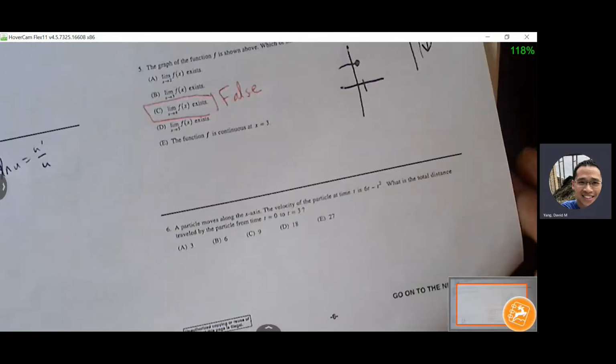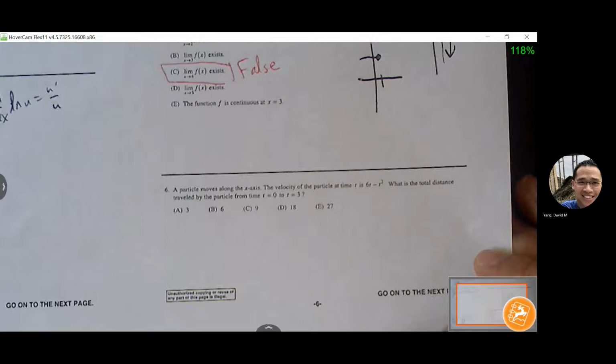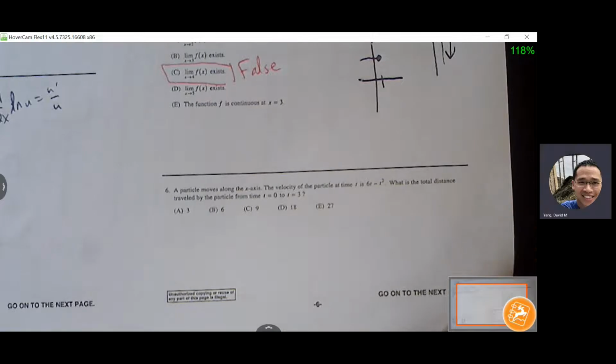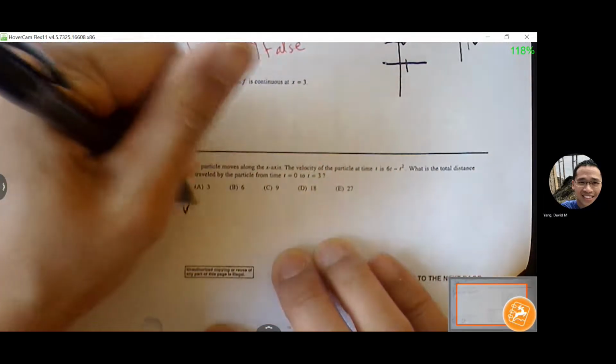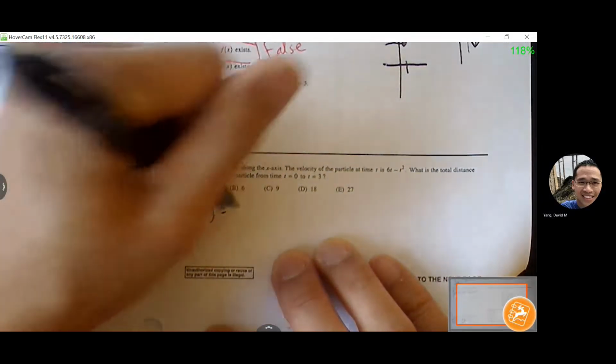A particle moves along the x-axis, velocity is given. What's the total distance? So first, I want to make sure whether there is even a change in direction in the first 3 seconds. So let me set my velocity function up.